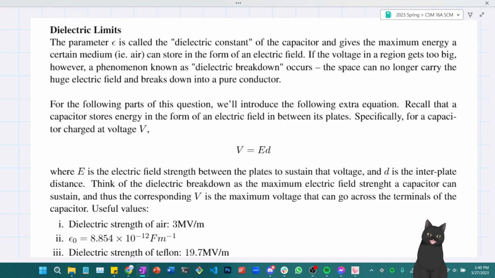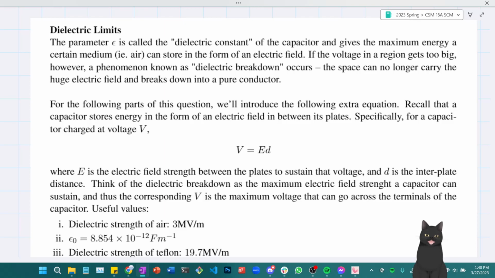But if the voltage in a region gets too big, a phenomenon called dielectric breakdown occurs. As you may have seen in the lecture, your professor may or may not have exploded a capacitor during lecture. Well, my professor did. I don't know if this semester's professor does.